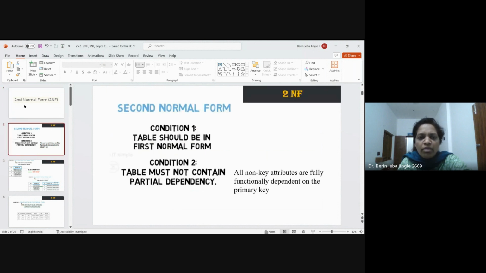So second normal form, what are the two conditions here? The table must be in the first normal form, and second, it should not have any partial functional dependency.